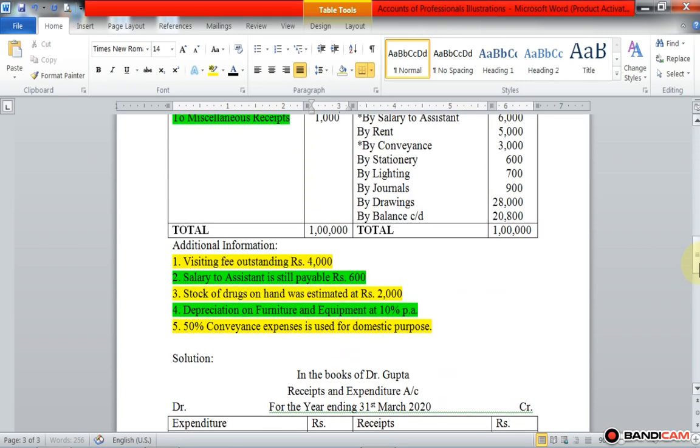Then next, drawings. It is a personal expenditure. It is not an expenditure, it is for personal use. Drawing means the goods or the cash used for personal purpose is called drawings.